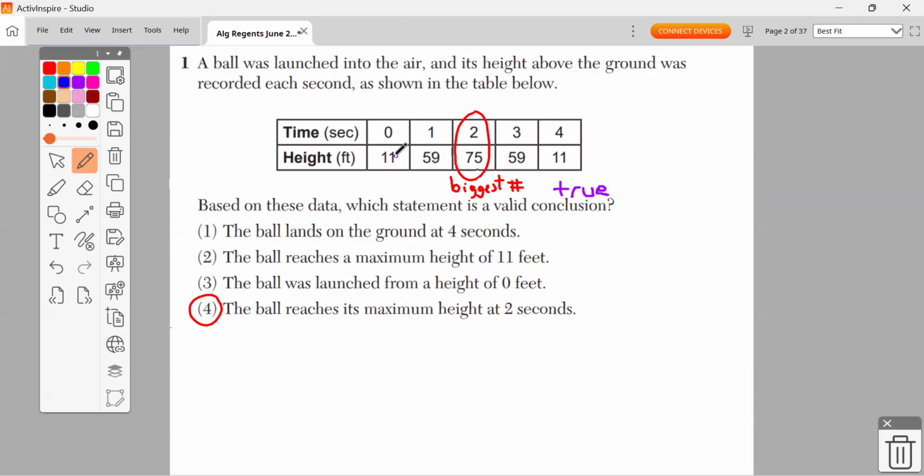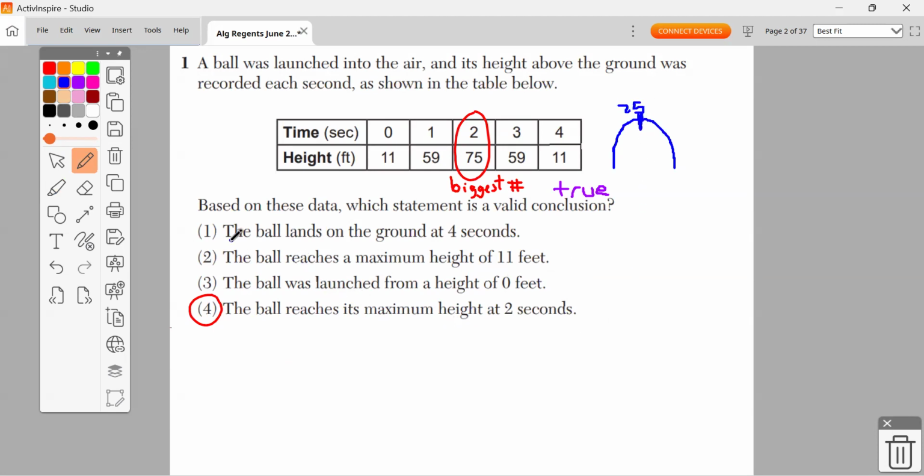If you take a look at the flight path of the ball, it starts off at 10 feet. After 1 second, it's at 59 feet. At 2 seconds, it's at 79 feet. And then it's coming back down, 3 seconds, it's at 59, 4 seconds, it's back at 11. So it's making this U shape in the air. All right. That U shape in the air at 2 seconds, at its highest point, it is at 75 feet.